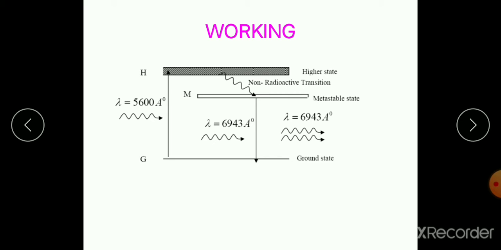After their lifetime, most of the chromium 3 plus ions are de-excited from H to G, and a few of them are de-excited from H to M, that is the metastable state. In the metastable state, the lifetime of the chromium ion is 10 raised to minus 3 second. If you compare, it is 10 raised to 5 times greater than the lifetime of the chromium ion in the higher energy state H.